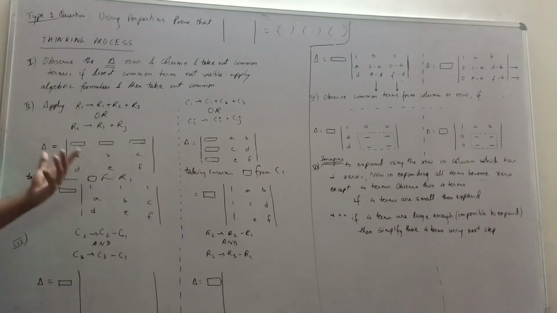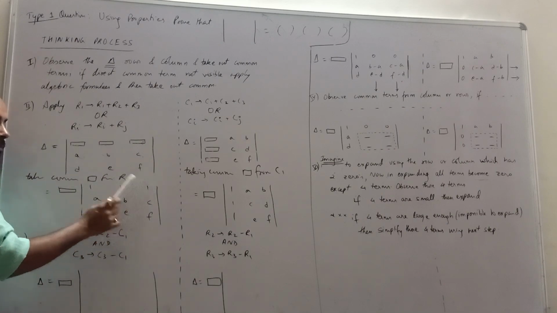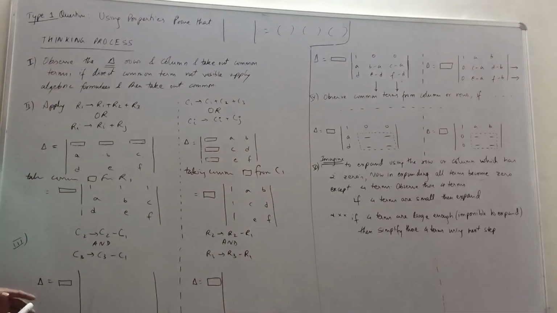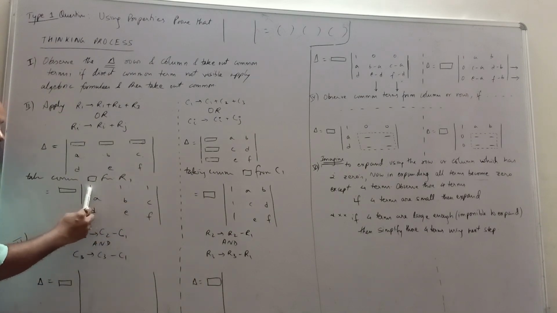Now your job is to make 2 zeros in that row, or in that column, like here. In this R1 we got 1, 1, 1, make 2 zeros. In this column we have 1, 1, 1, make 2 zeros. How to make? See, 1 minus 1, 1 minus 1, we will get 0 here. 1 minus 1, we will get 0 here.